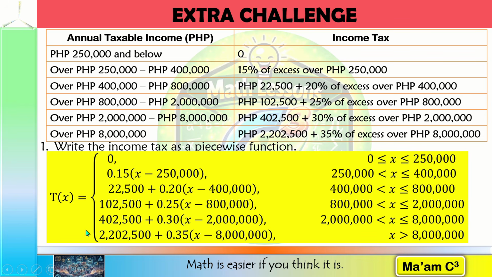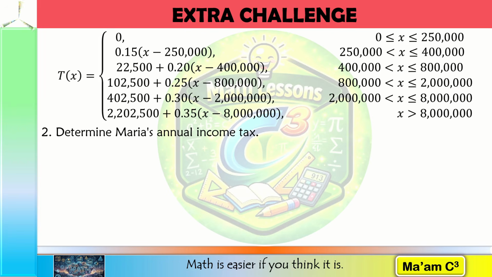That's the important connection. A tax table and a piecewise function are really expressing the same idea in two different formats. Let's continue. Let's answer number 2. Determine Maria's annual income tax. Remember, it is stated in the problem that after the exclusions and deductions, Maria's annual taxable income is 600,000 pesos. So we're going to determine where in our piecewise function this one falls.